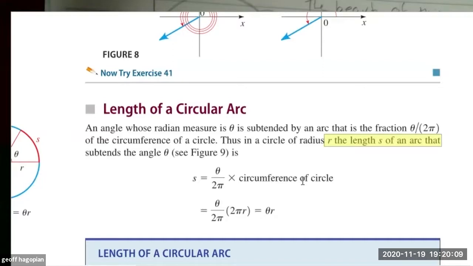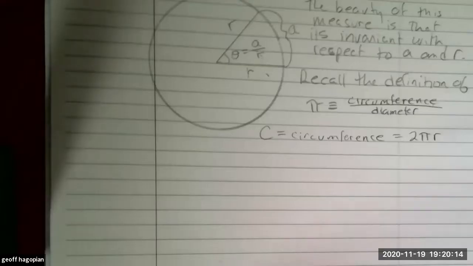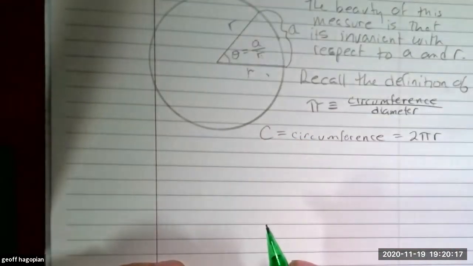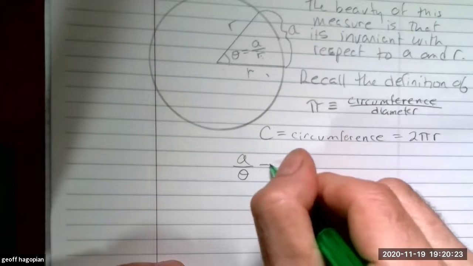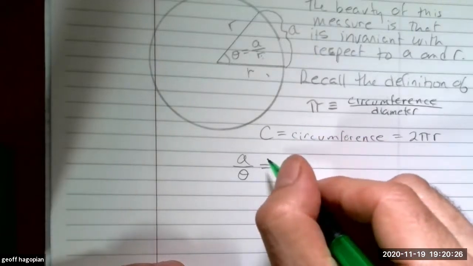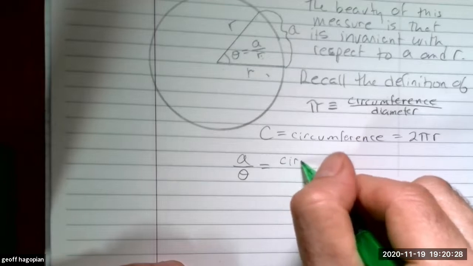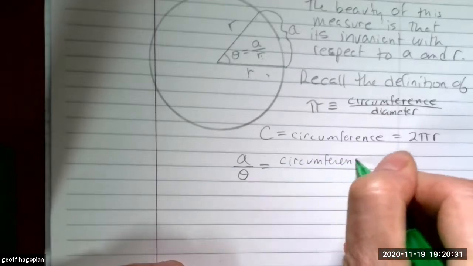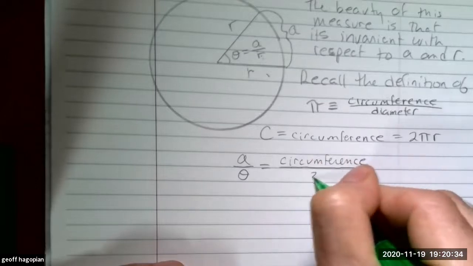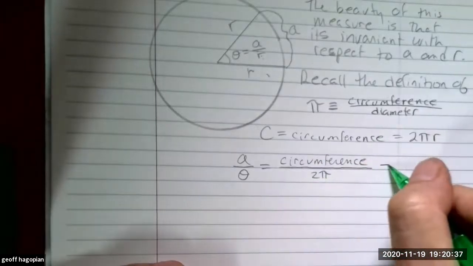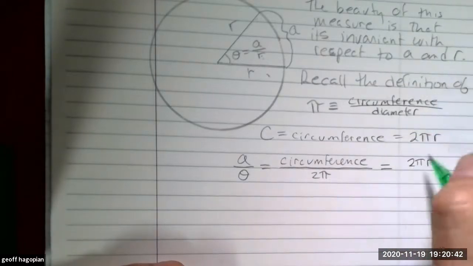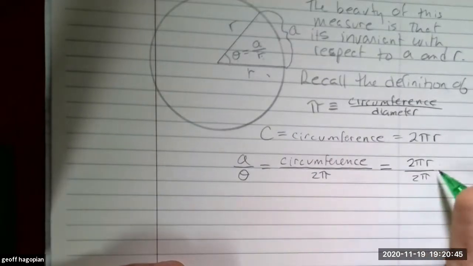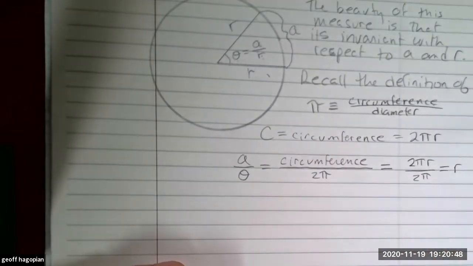So let me say here that the arc is to the angle as the whole circumference is to 2 pi. Now the circumference is 2 pi r, right? By the definition of pi. And so that's how we get r, right?